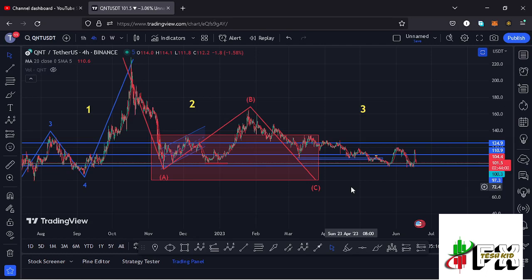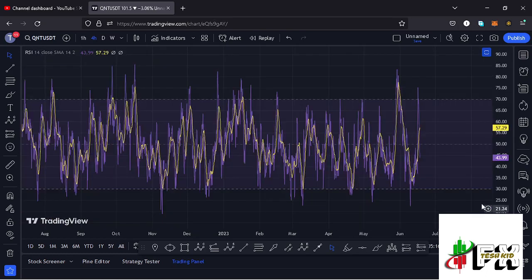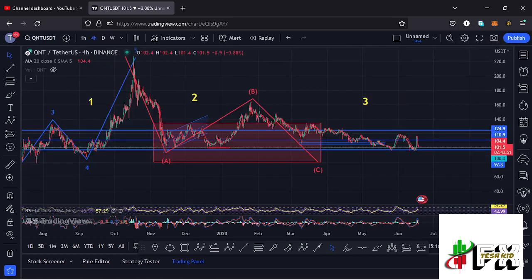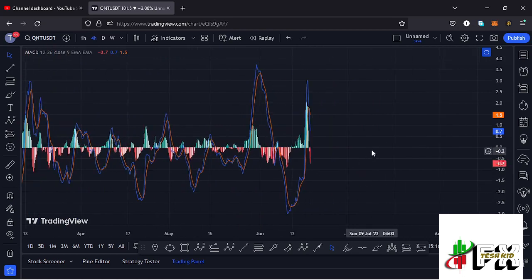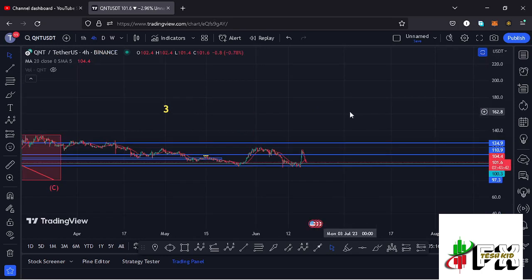of that wave 3. Also taking a look at the indicators on the RSI, we are trading at around the 57 mark. Also taking a look at the MACD, we have been able to print a bearish cross, suggesting further breakdown. So let's be patient and see how that plays out, and I'll be keeping you updated.